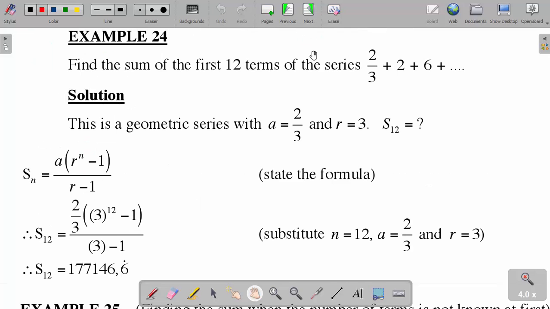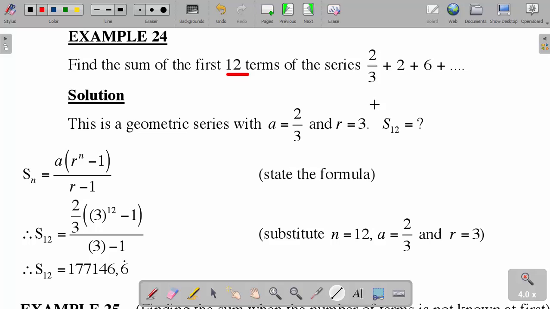Okay. Example 24 says: find the sum of the first 12 terms of the series, that is 2 over 3 plus 2 plus 6 plus so on. Now here they've told us that there are 12 terms, so we are very lucky because we know the number of terms. So we need S12, that is the 12 terms.